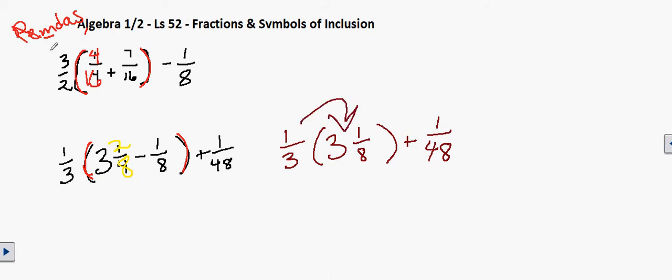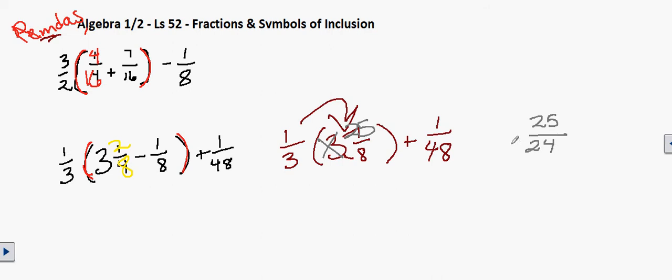Now we multiply, right? Multiply or divide. And to multiply, we're going to want to change this into an improper. So 8 times 3 is 24, plus 1 is 25 eighths. 1 times 25 is 25. And we multiply the bottom to get 25 24ths.